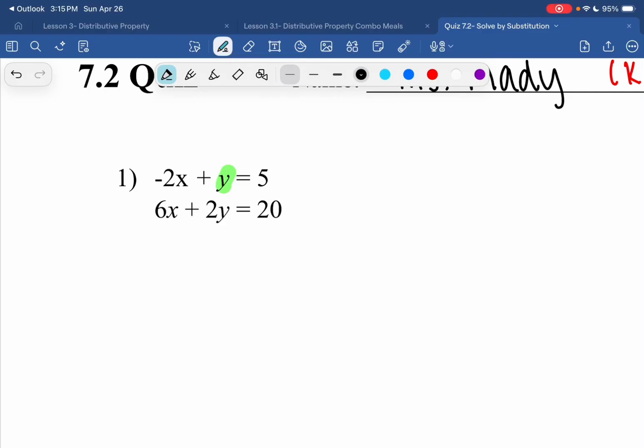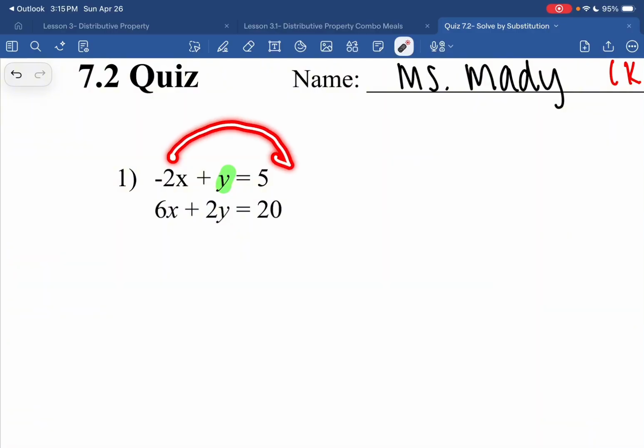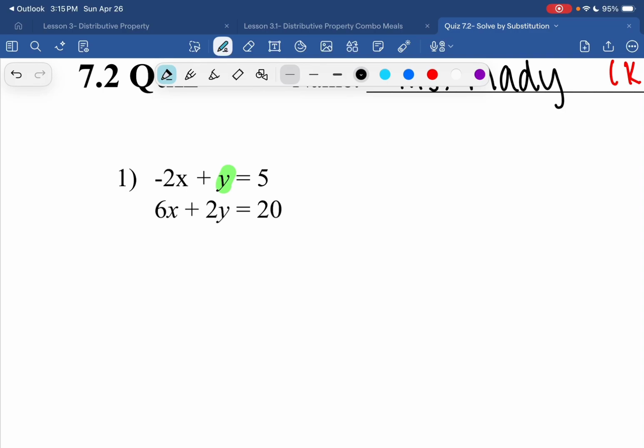In order to do that, I need to move this negative 2x on the right side of the equal sign to the left, right? And in order to do that, I must cancel it on the side it's on. Remember? So the opposite or the inverse of negative 2x is positive 2x. And what I do to one side, I must do to the other to keep it balanced. Okay? So these cancel. So I now have y equals 2x plus 5.